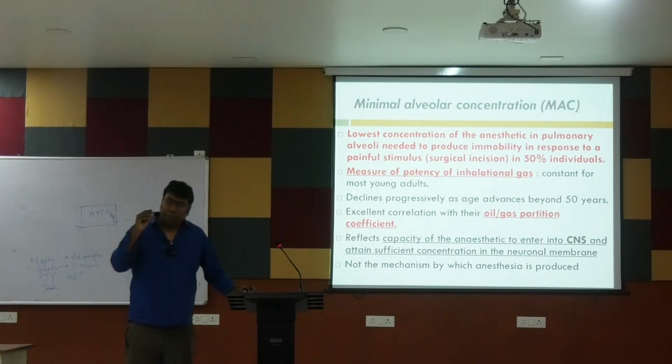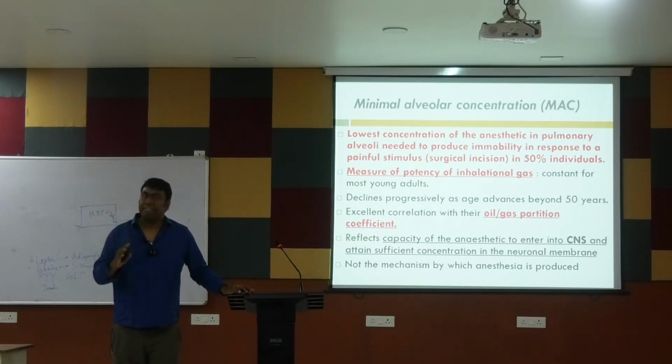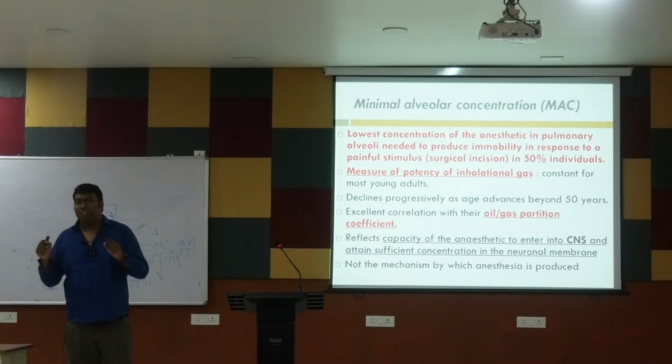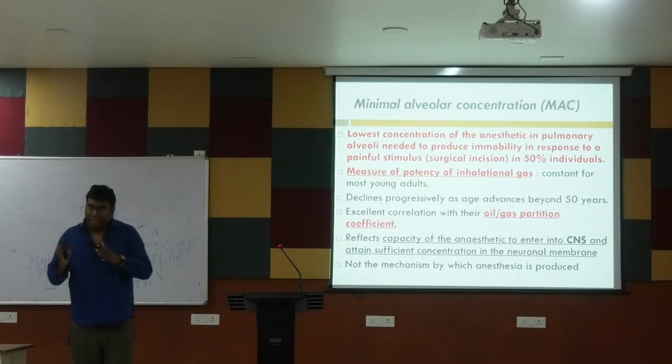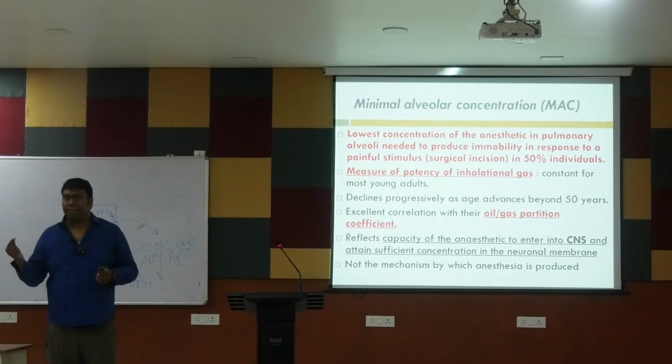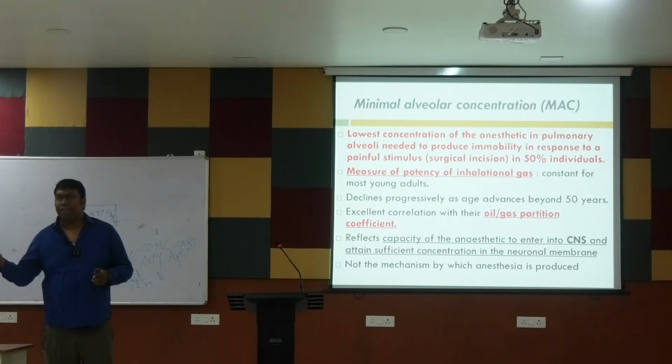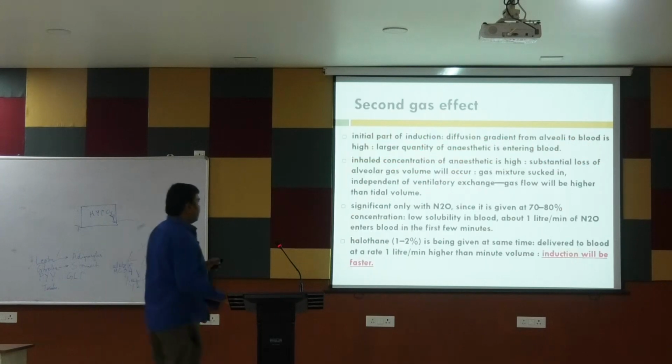তার মানে কি মিনিমাল কনসেন্ট্রেশনটা খুব হাই, তবে সে একটা ইনসিশনটা দিলে তার কোনো পেন সেন্সেশন হচ্ছে না, কোনো রিফ্লেক্স কাজ করছে না। So if MAC is high, that indicates the potency of that general anesthetic is low. So if nitrous oxide MAC is 105, then it indicates nitrous oxide is very less potent. It is the less potent general anesthetic.